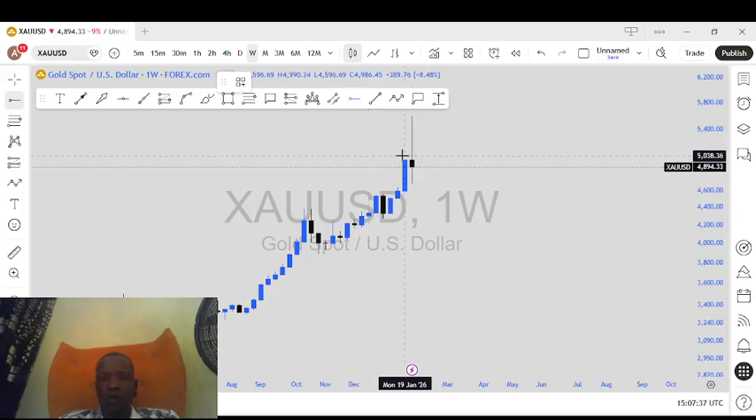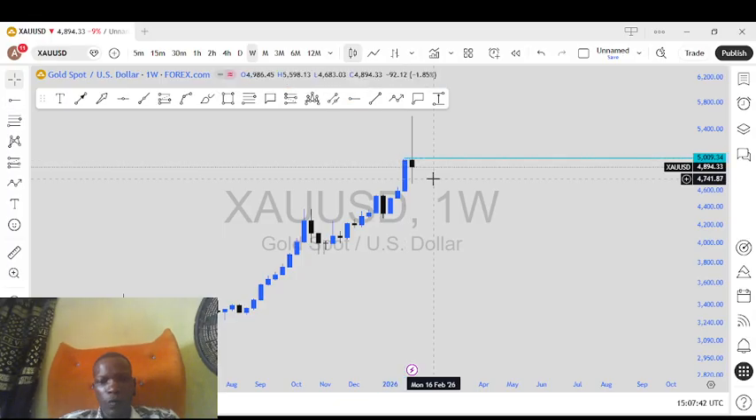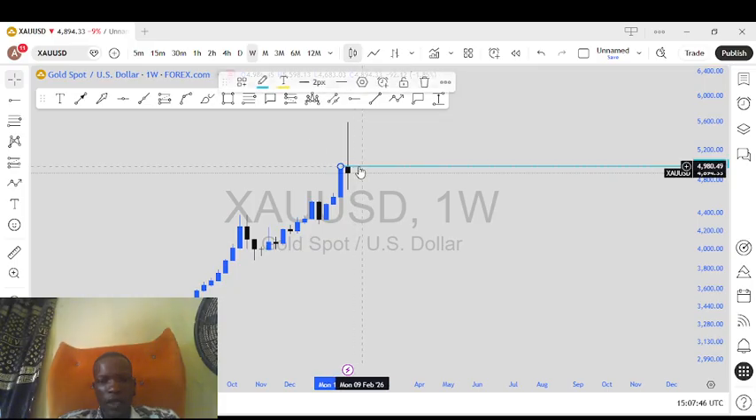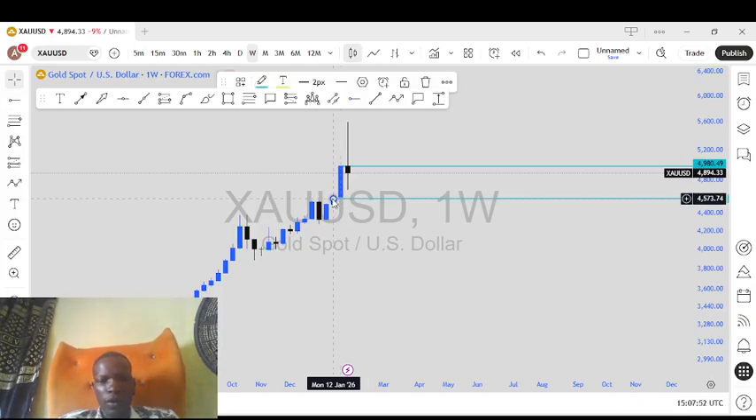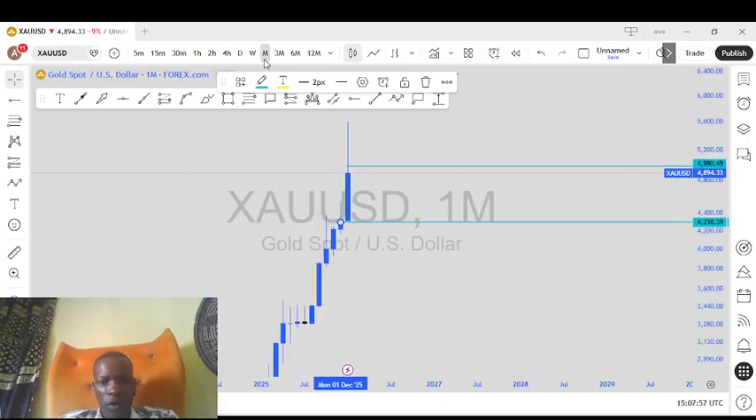On this note, we have this CRT on this weekly time frame. As we have this CRT, where is the market going? We expect the market to close below this, and all these places are liquid. Let's check monthly to see where the market is going.